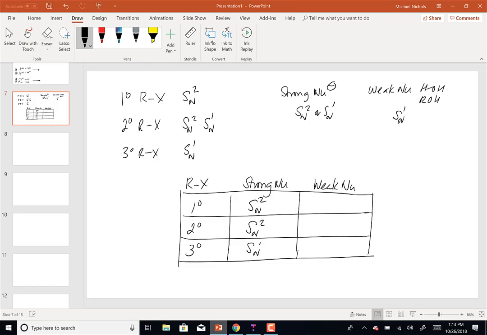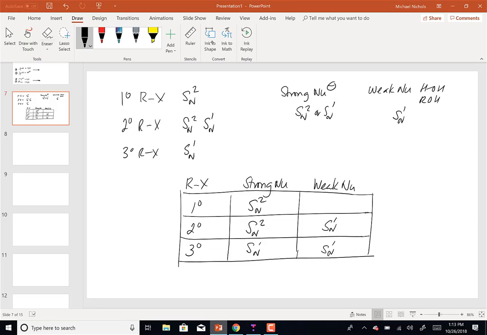Now, what about tertiary plus a weak nucleophile? SN1. Tertiaries can only undergo SN1. Secondary. Well, if I take a secondary and I react it with a weak nucleophile, and the weak nucleophile can only react with a carbocation, it forces it then to go SN1.